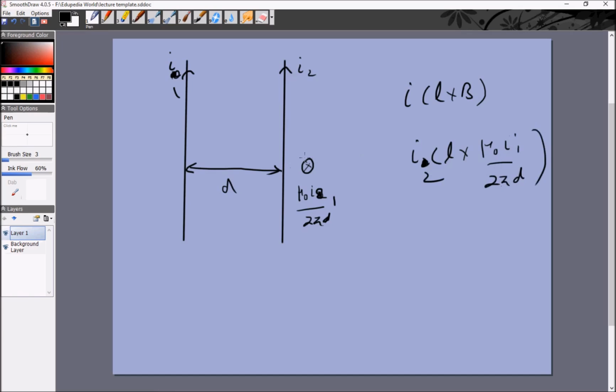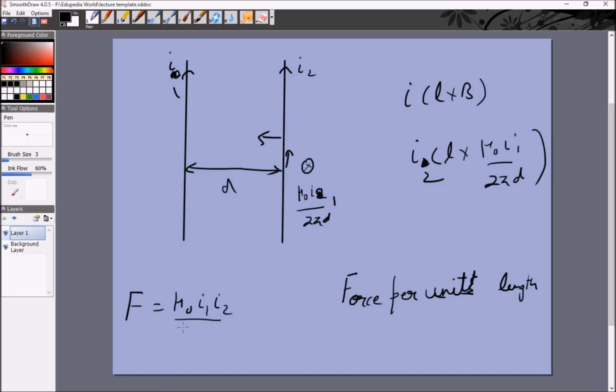What will be the direction? The direction of dl is upwards. The direction of magnetic field is inside the plane. So by right hand thumb rule, the force will be towards the left. But since we have taken both to be infinite wires, we can't have the length of the wire here. So generally what we describe is the force per unit length. The force per unit length F is equal to mu naught I1 I2 by 2 pi d.